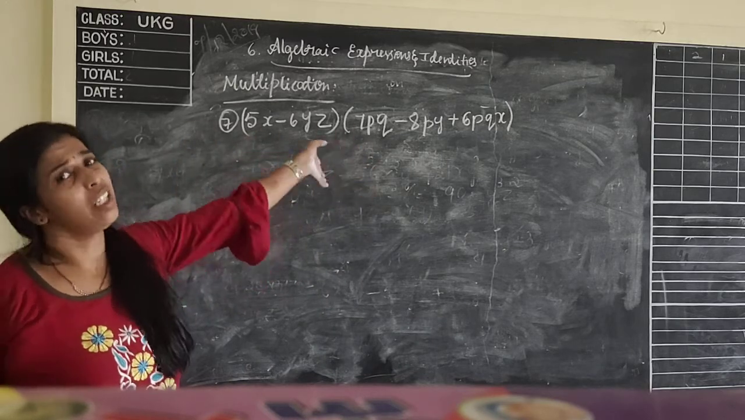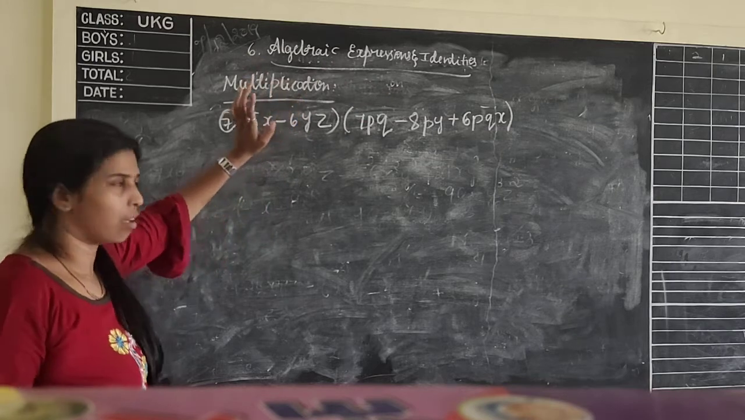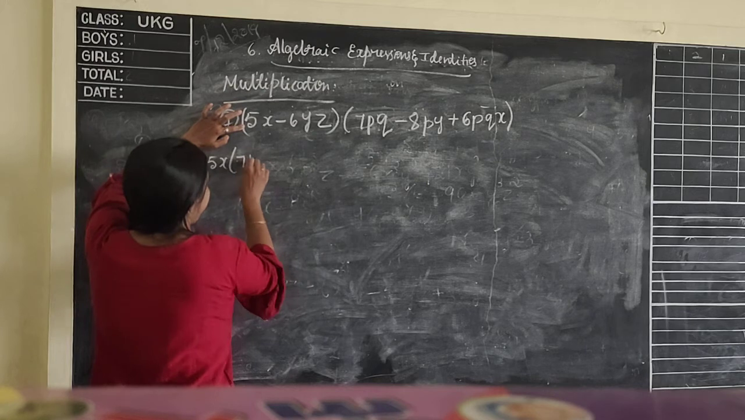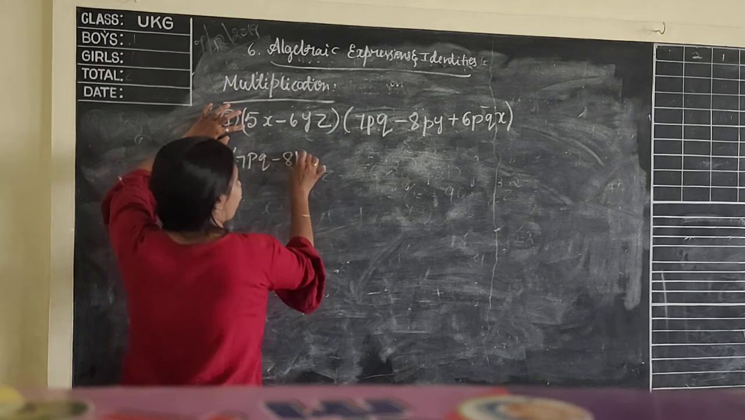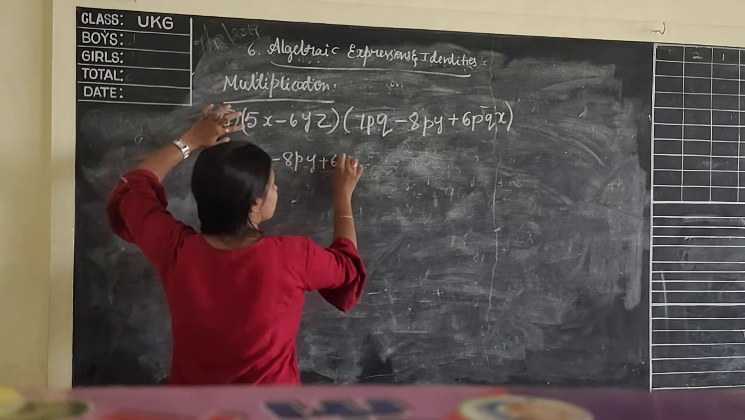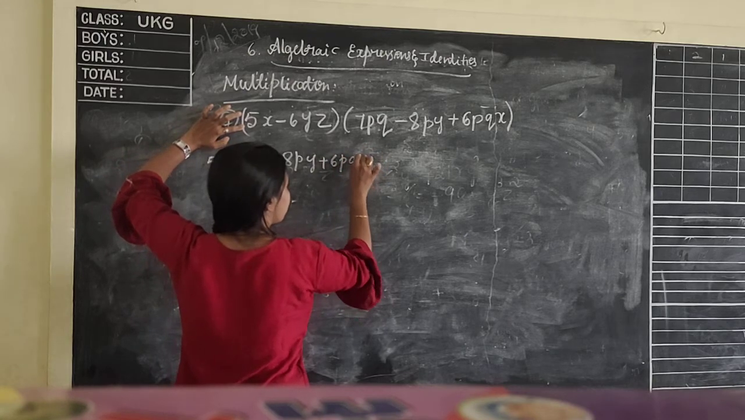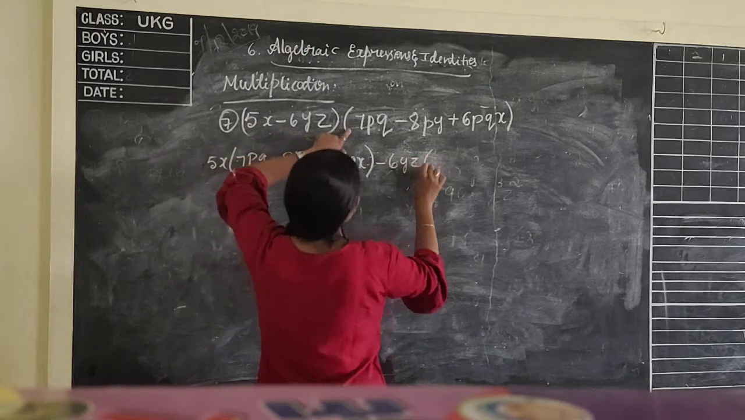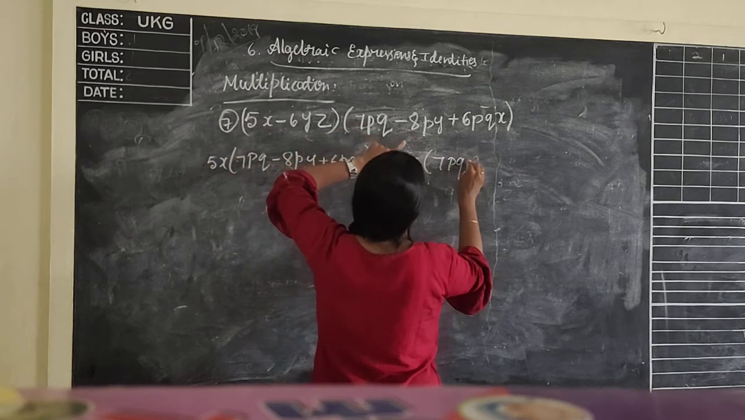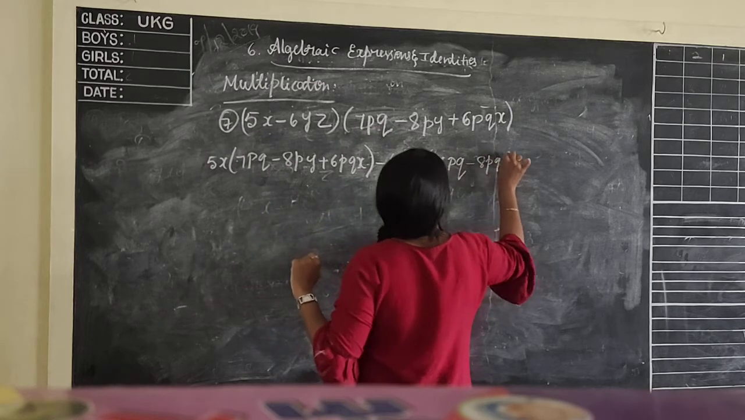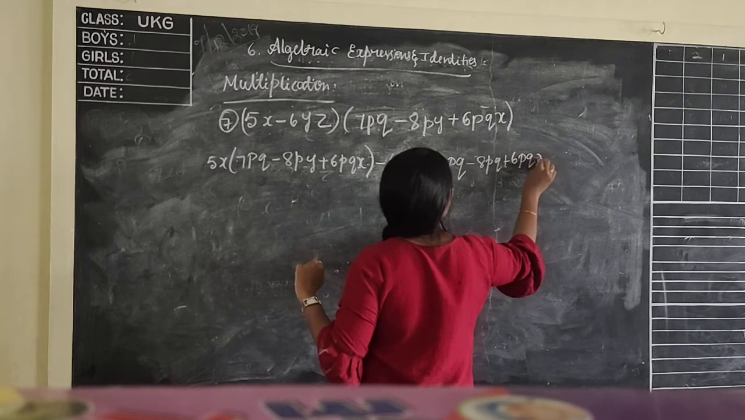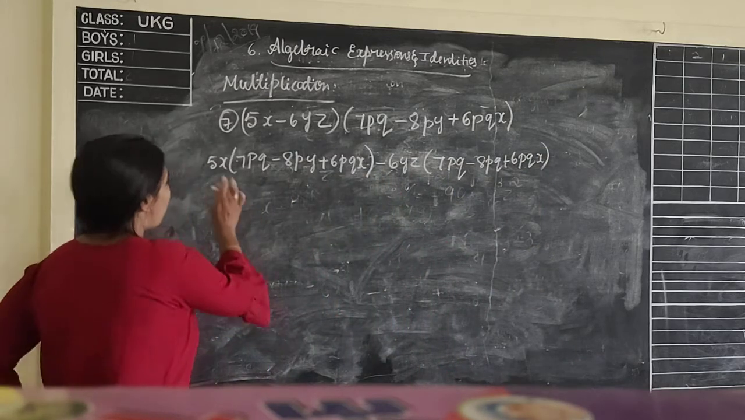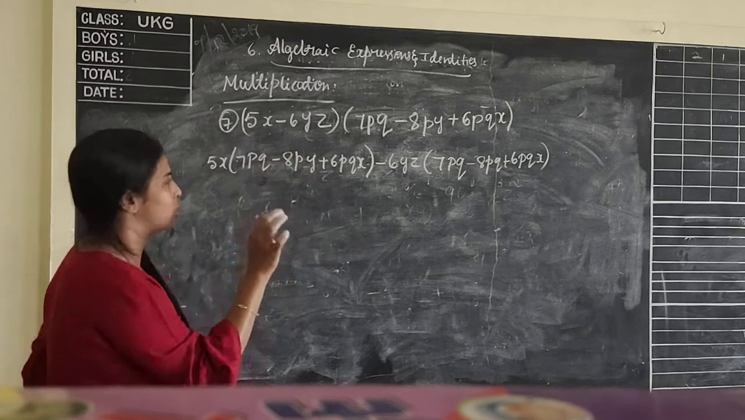Binomial and trinomial, they may give any number of terms. The method is same, okay? Write the first term, then the full set. Second term, give the sign. Full set. From this to all, from that to all, that's all.